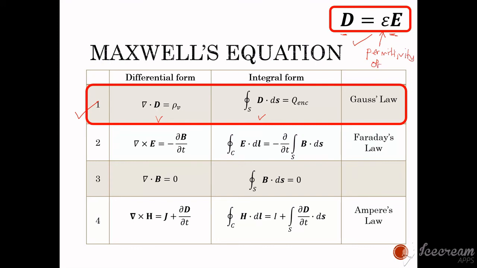This could be any permittivity, but usually for this course we just use epsilon zero, which is the permittivity of free space. If you are given a different material to find the electric field or the electric flux, then you have to use the permittivity of that given material.